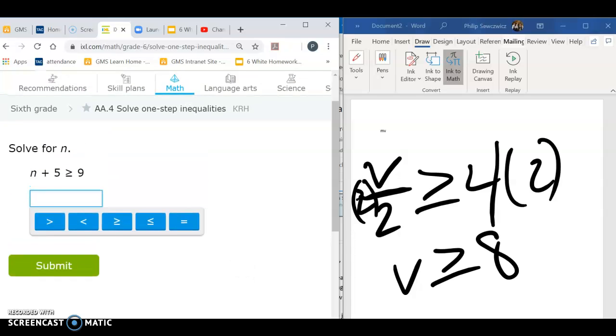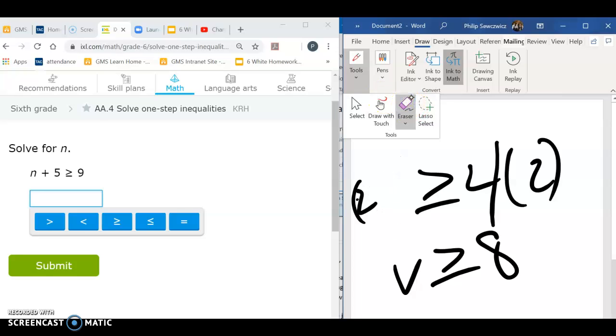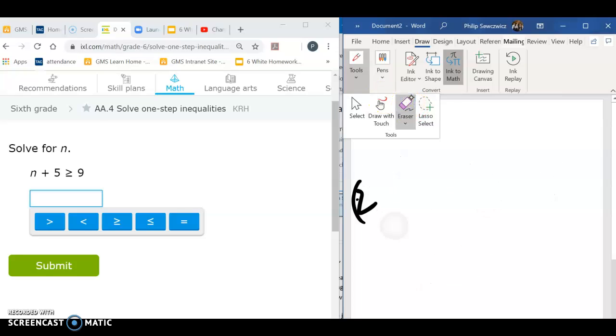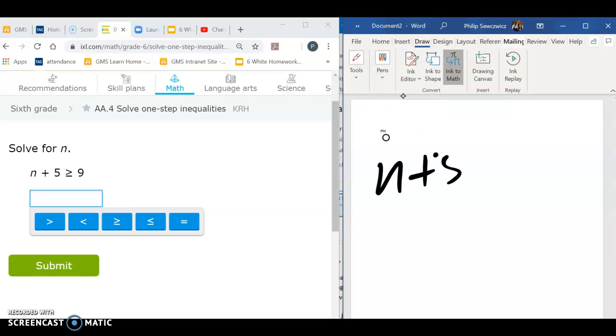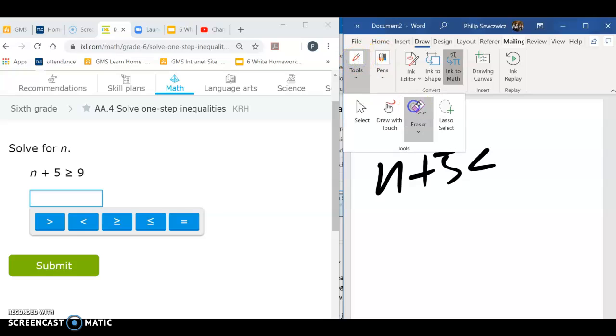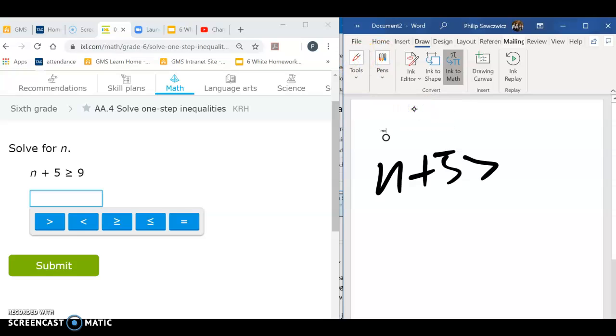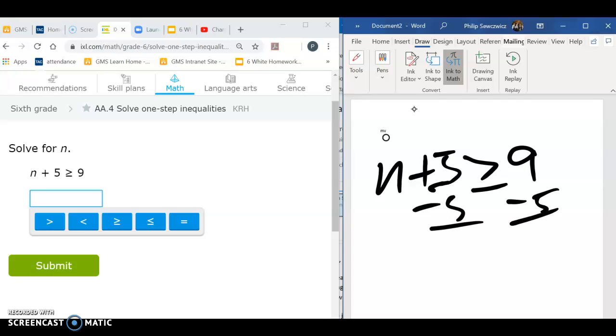Yeah, just more of the same here. Remember, we start on the side with the letter. We're going to undo, and we're going to make sure it's to both sides. So n plus 5 is greater than or equal to, all right, and then your 9. So the opposite of adding a 5 is to subtract a 5. All right. N is greater than or equal to 4. So we can type that on in.